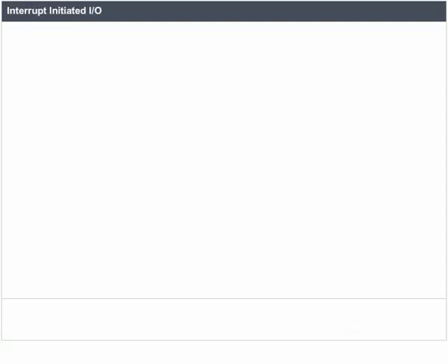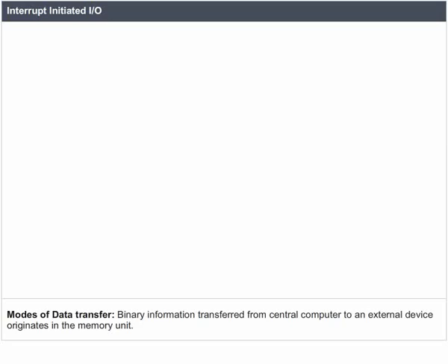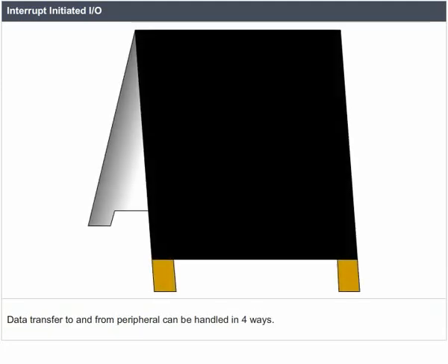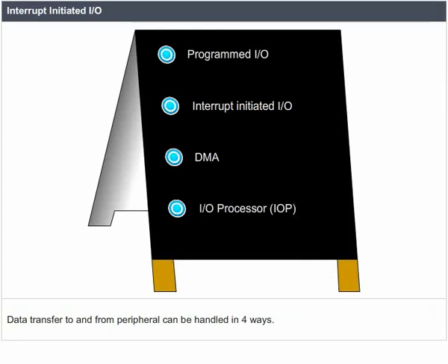Interrupt initiated input-output. Modes of data transfer. Binary information transferred from the central computer to an external device originates in the memory unit. Data transfer to and from peripherals can be handled in 4 ways: programmed input-output, interrupt-initiated input-output, DMA, and input-output processor, IOP.